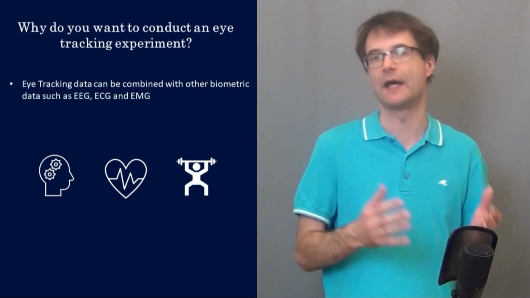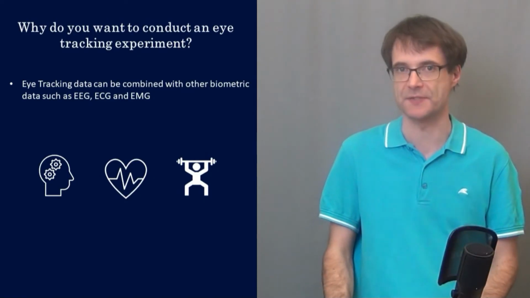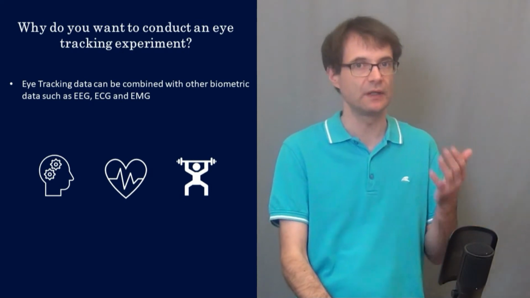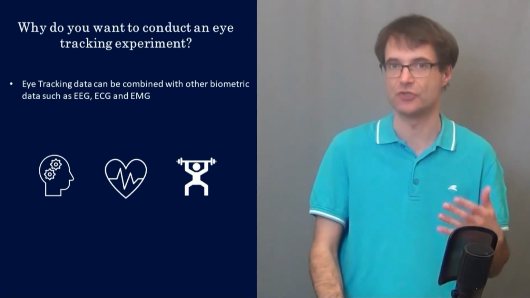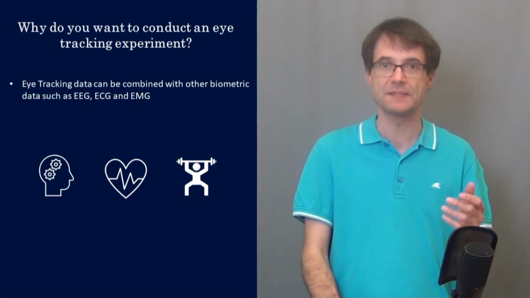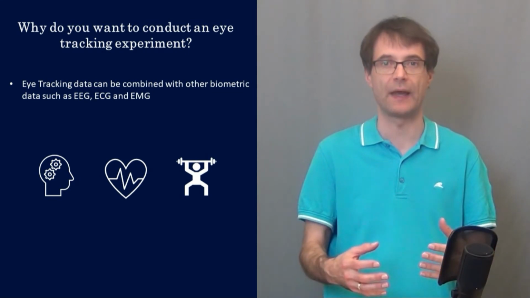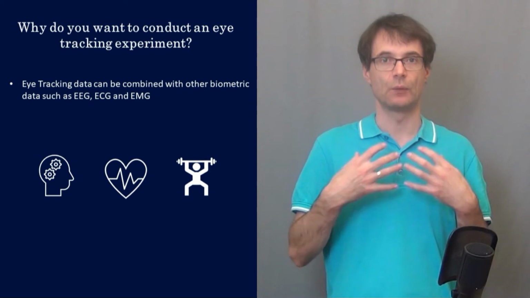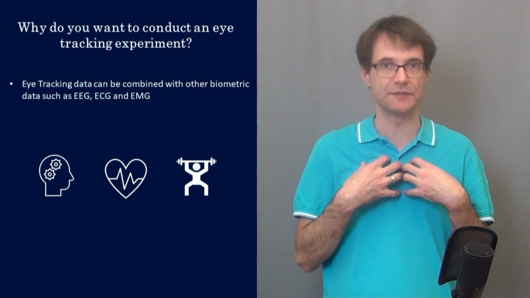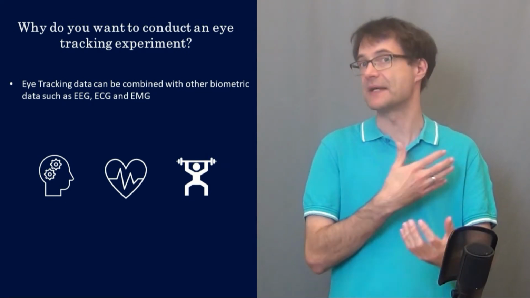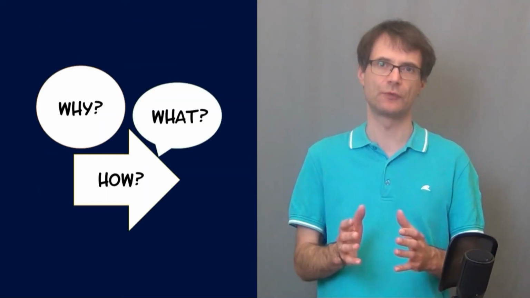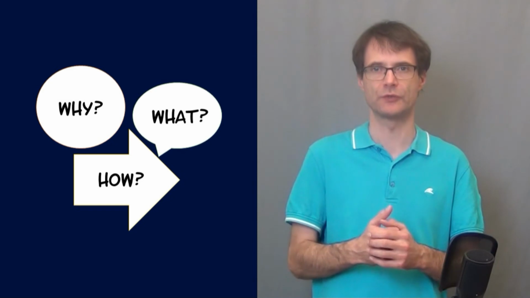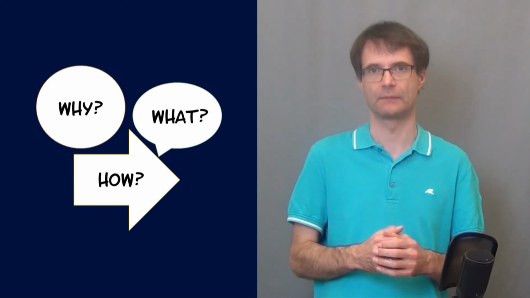In many times, eye tracking is combined with other sensor data, like EEG, ECG or EMG, just to name a few. This means eye tracking is combined with the recording of the brain activity, with the heartbeat activity, and with muscular activity. So why means where do you come from and where do you want to go with eye tracking?